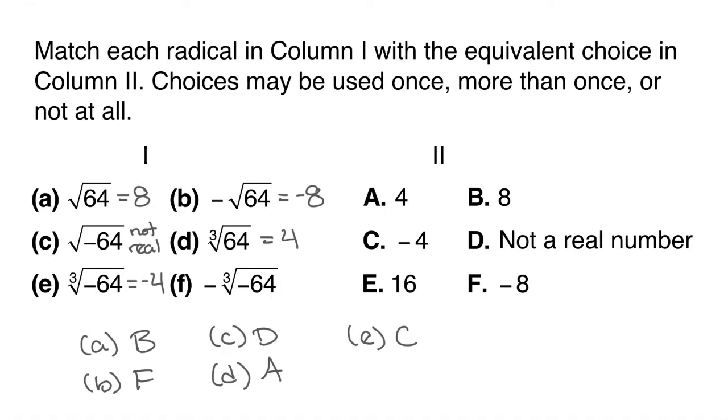Finally, we move to part F, where we have the negative of the cube root of negative 64. Well, we just said in part E that the cube root of negative 64 is negative 4, and so the negative of that is positive 4. And thus, part F matches up to A in column 2.